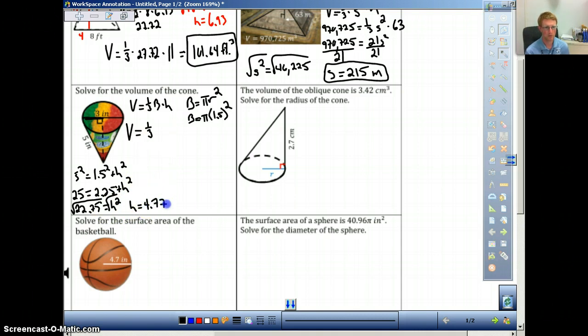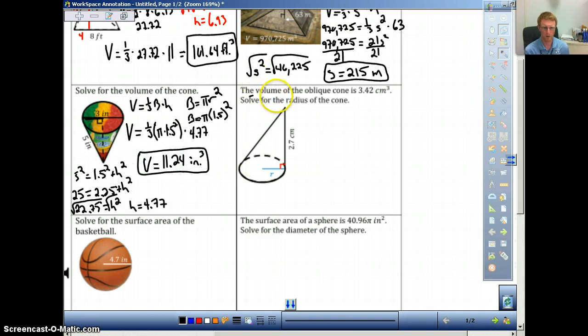4.77. And now plug everything in. 1/3 times pi times 1.5 squared, that's our area of our base, times our height now, which is 4.77. Just plugging in what we know. 1/3 is good. Area of the base is pi r squared, that's this portion, and the height is what we found is 4.77, for a total of 11.24 inches to the third power. And that's it.